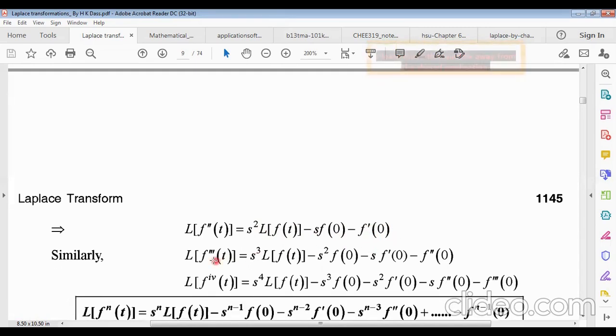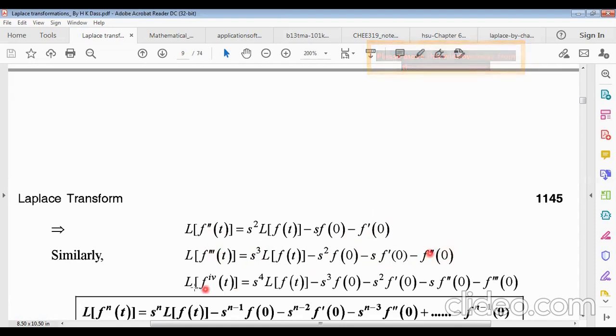Remember it. Similarly, the Laplace transformation of the third derivative will be s cubed times the Laplace transformation of f of t, minus s squared f of 0, minus s times the first derivative at 0, minus the second derivative at 0. Remember it. If there is a second derivative, then the first derivative is taken at t equals 0. And when it is a third order derivative, then the second derivative is also taken at t equals 0.